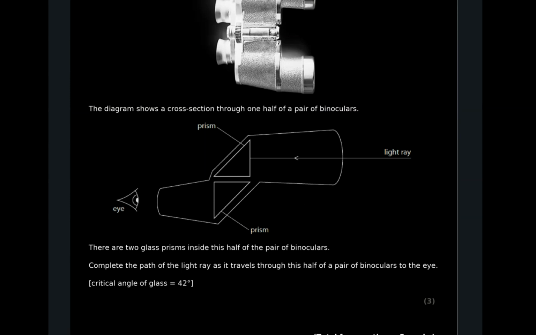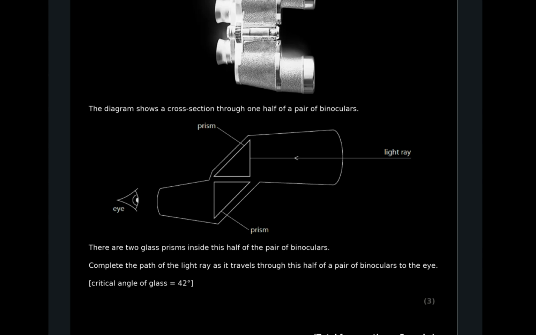The diagram shows a cross-section through one of the binoculars. There are two glass prisms inside this half of the pair of binoculars. Complete the path of the ray as it travels through this half of the pair of binoculars to the eye. Remember, the critical angle of glass is 42 degrees.